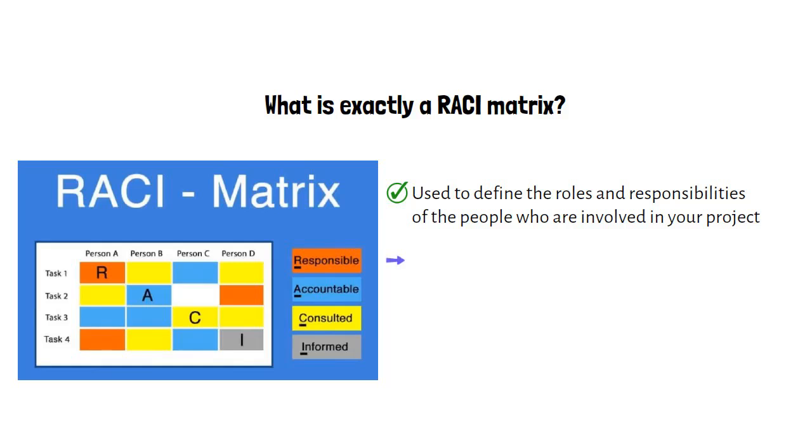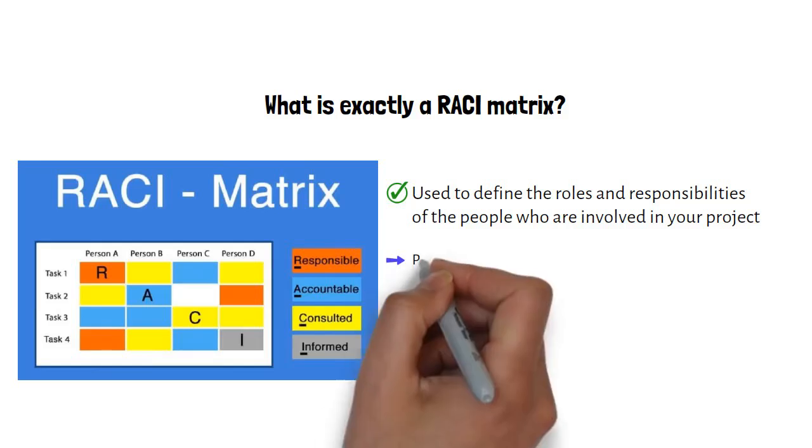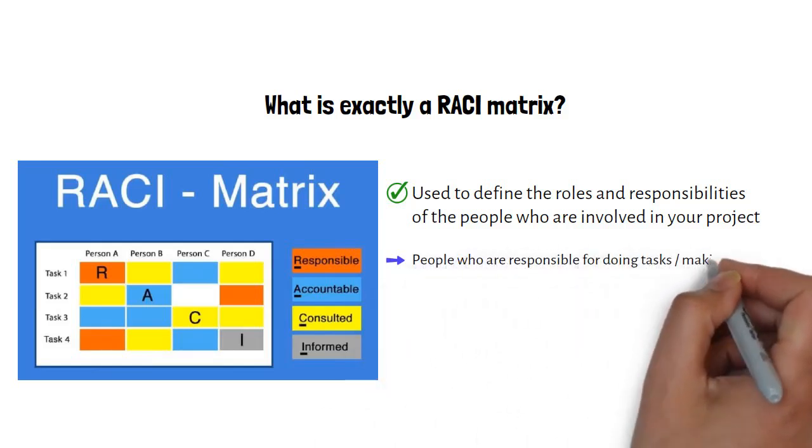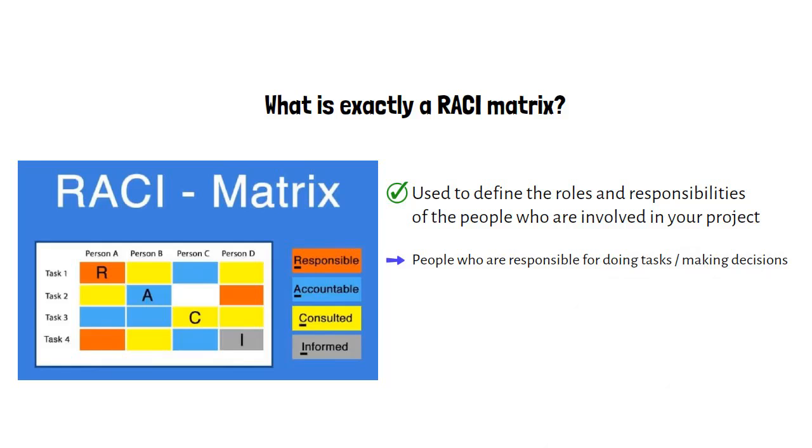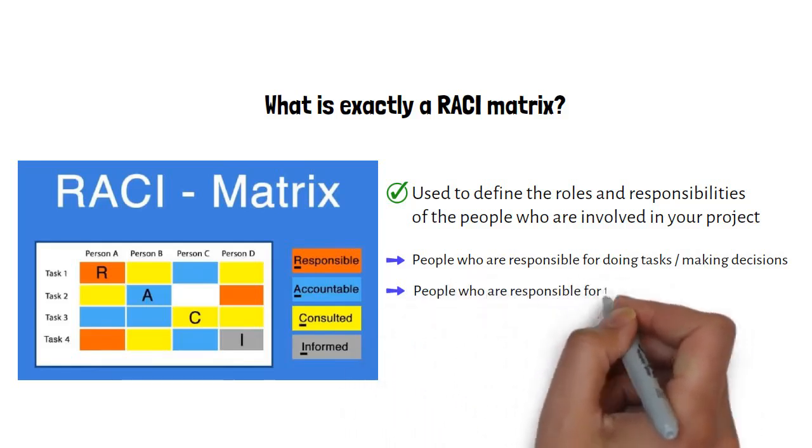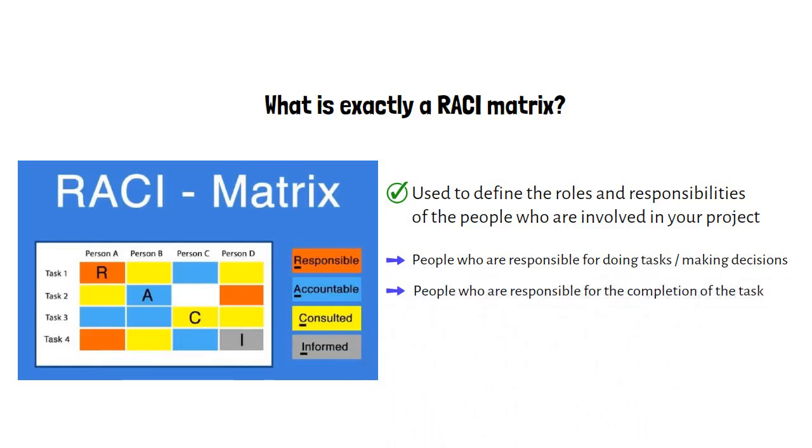Let's discuss each responsibility in detail. Responsible. People who are responsible for doing tasks or making decisions. Each task requires a responsible person. Accountable. People who are responsible for the completion of the task or deliverable. They are people or a group of people who owns the task. The responsible person delegates the work and reviews everything before its completion. In some conditions, the responsible and accountable person can be the same.